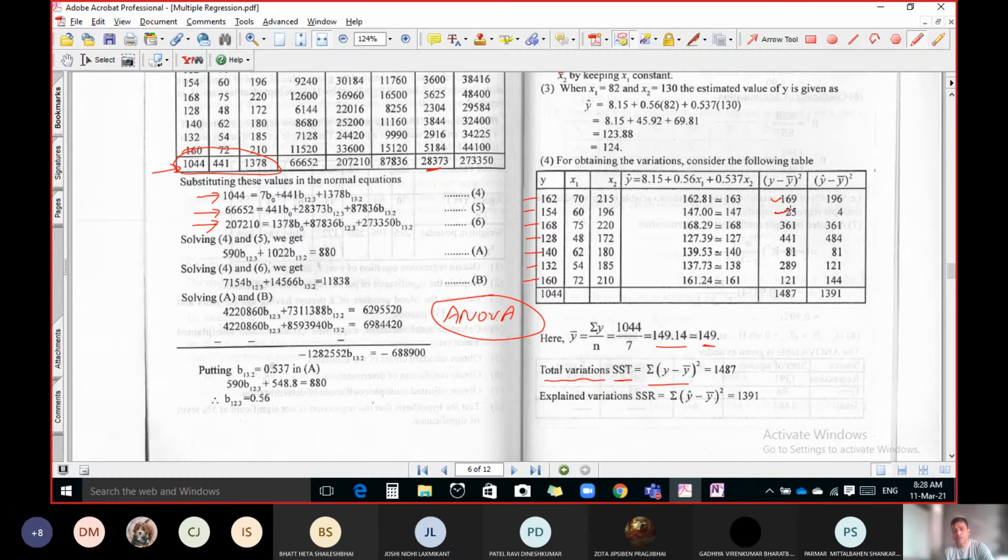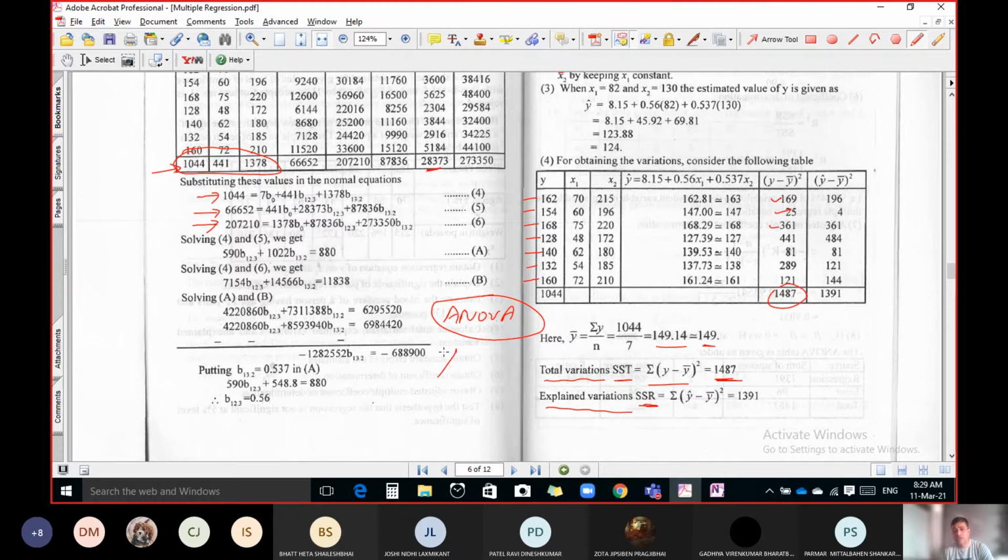5 square is 25. Similarly, you can calculate this value and add. We get SST. It's very simple. Now explain variation, which is denoted by SSR, which is also known as sum of square of rows.